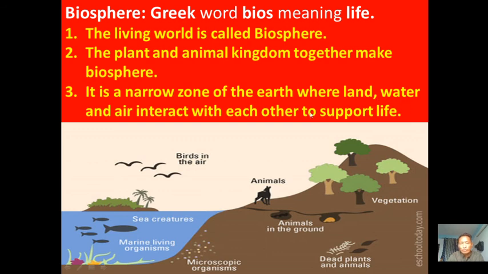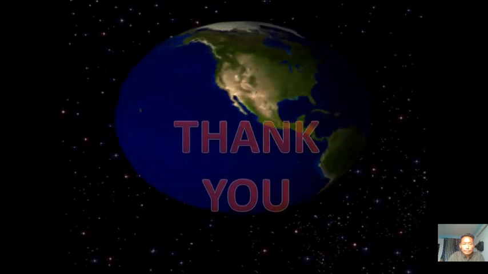Because of land, water and air, even we human beings are dependent on land, water and air. Right now we are breathing, eating food, living on land, drinking water. So this is because of the interaction of land, water and air, which supports the living system on this planet, even when human beings are included in living organisms. That is called biosphere. That is the importance of biosphere. Thank you.